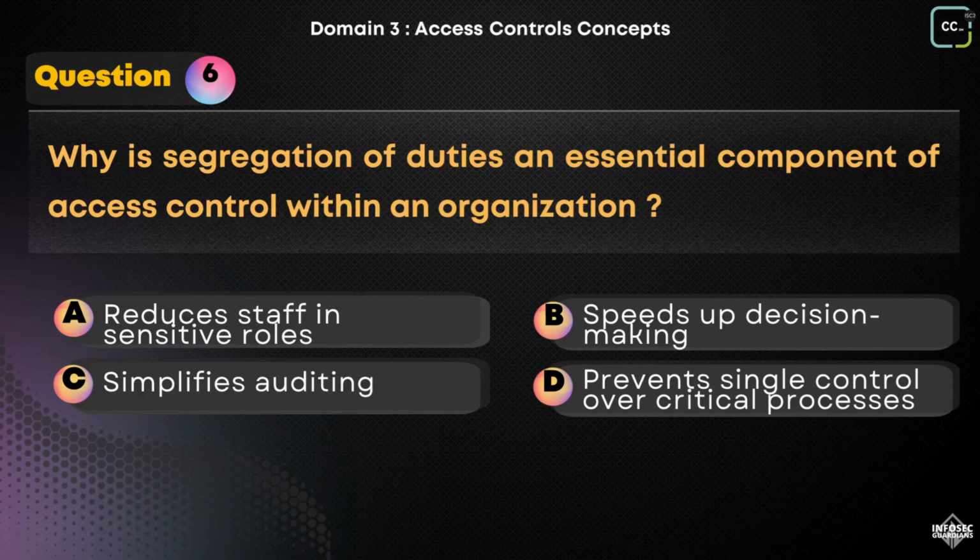Hence, the correct answer is Option D, as the primary purpose of segregation of duties is to ensure that no single person has full control over a critical process, thereby mitigating the risk of fraud and mistakes. Let us now go to our next question.